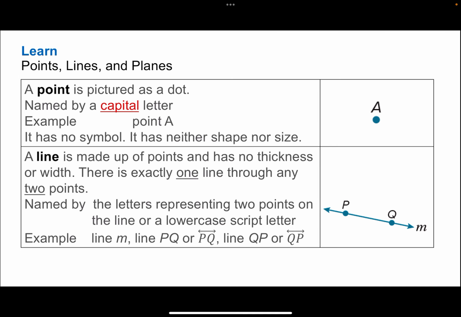So let's start by talking about a point. A point is pictured as a dot. So we put a dot on our paper, we name it with a capital letter. For example, this is point A. There is no symbol for point, and it has neither size nor shape.